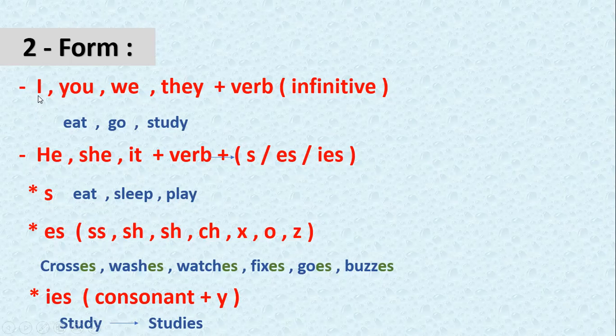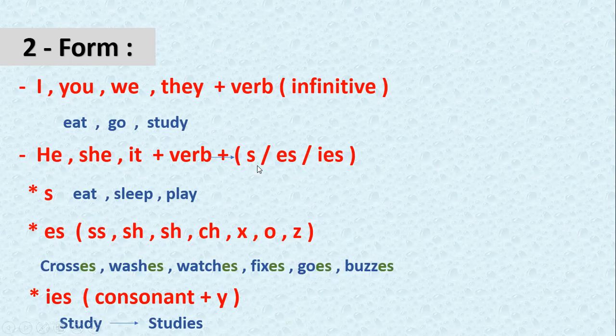With I, you, we, and they, we have the verb without adding am, is, or are before the verb. For example, in the present continuous, we add am, is, or are, and verb plus ing. But here we don't add am, is, or are. We can't say, for example, I am eat. It's totally wrong. So I eat breakfast at 8. With I, you, we, and they, we don't add anything to the verb.